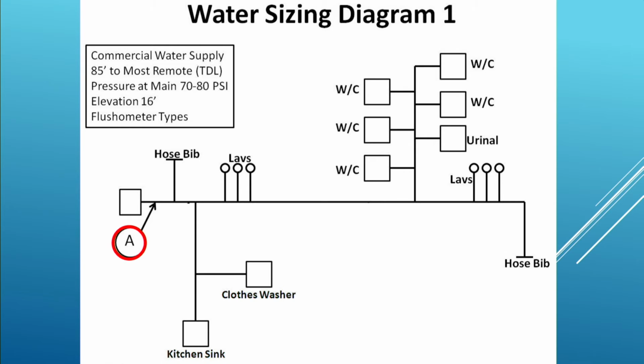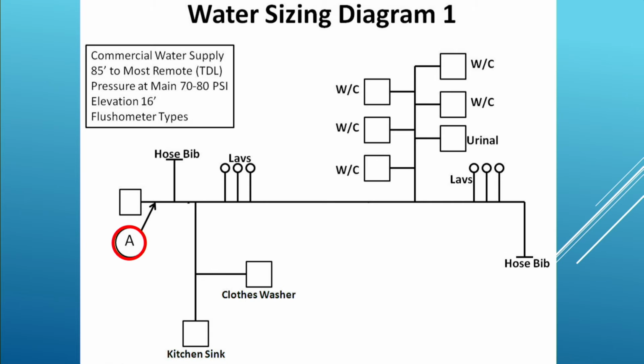Now, I want you to pay attention to a couple of these. First off, I call this water sizing diagram number 1, no big deal. But look at your box up there. This is a commercial water supply. Now, do you agree we did not have a commercial column, we had a public column. So this would be the public column. Next line down, 85 foot to the most remote. Do you agree they gave me the developed length right there, okay? So 85 foot, that's going to be the column I'm in.